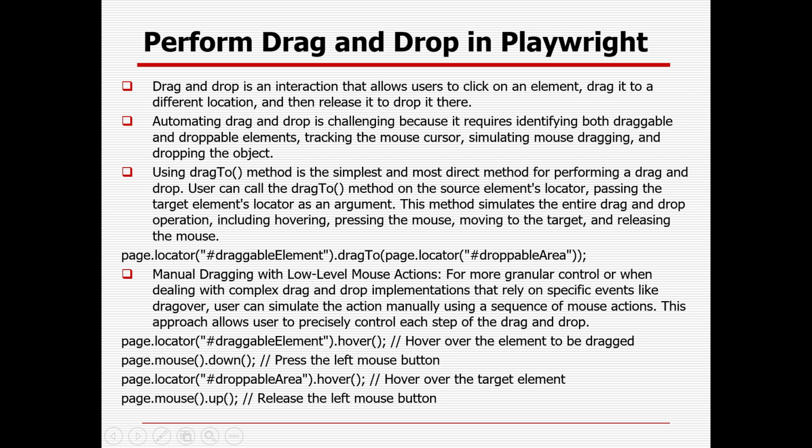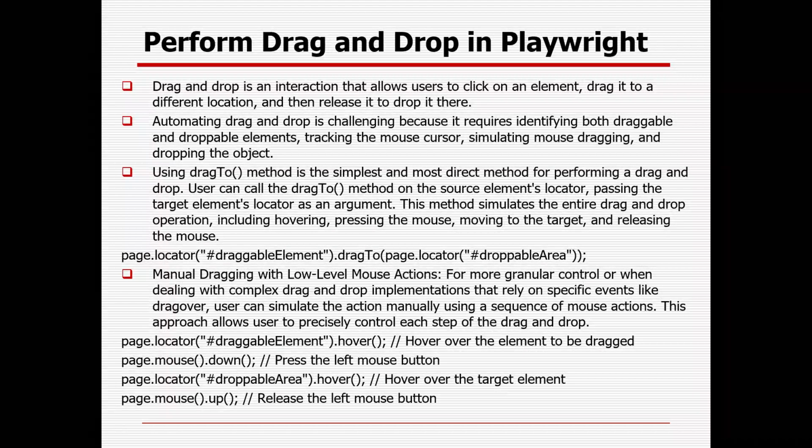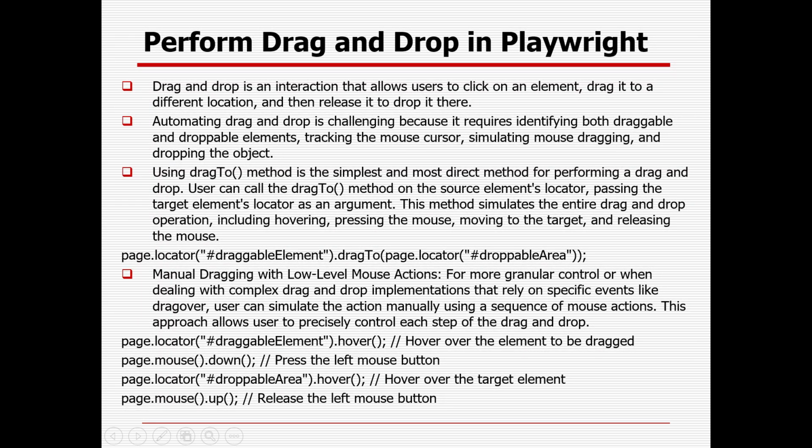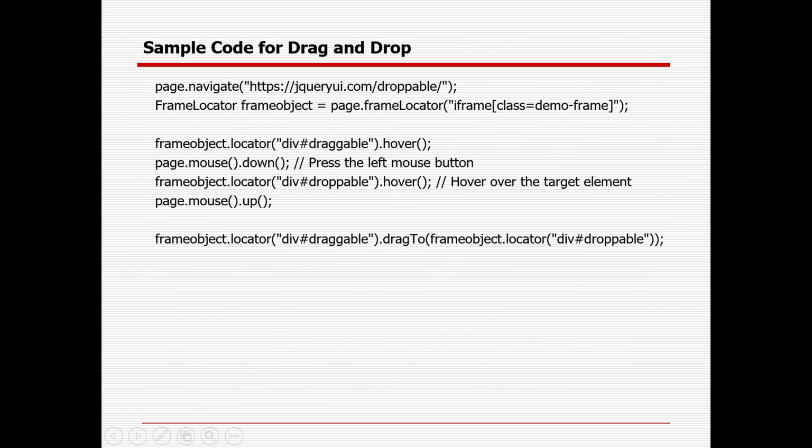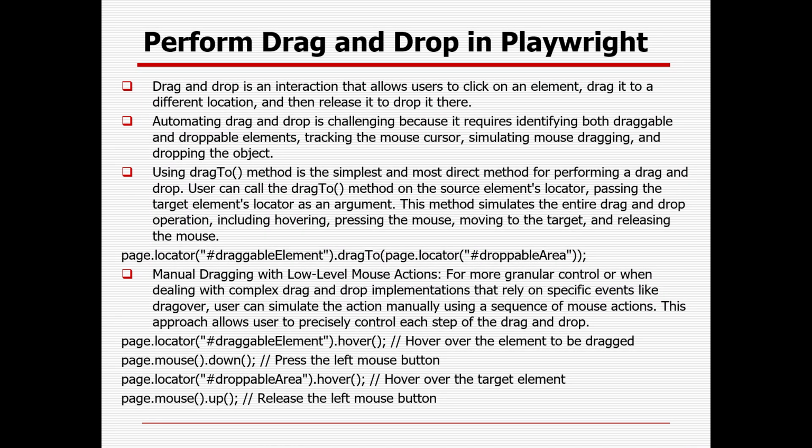Second step, we need to call mouse.down, where we will press the left mouse button, page.mouse.down, and then again we need to identify the droppable item. We can identify the CSS selector or XPath, whatever is possible. Then we'll call page.locator of the droppable item reference, CSS or XPath, dot hover. It will hover over the target element. After that, we need to release the left mouse button that we have pressed with the help of the page.mouse.up method. Right now, let's see the implementation.